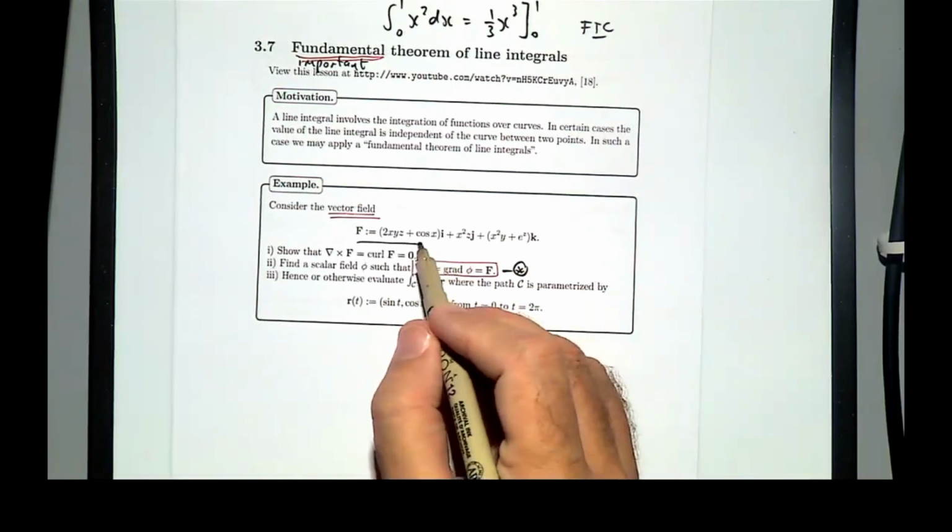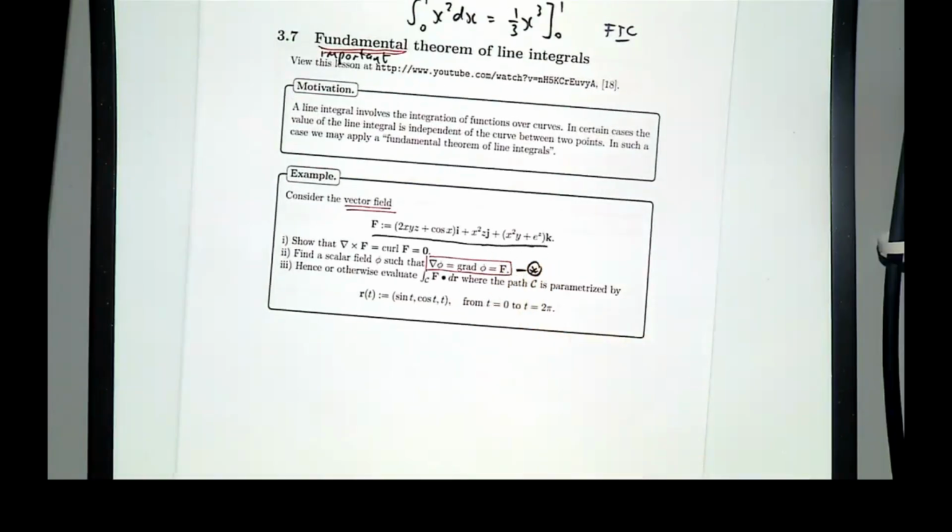You're given a vector field, find a function phi such that when you take the gradient of phi, you get the vector field that you started with. Let me say that again because that's a lot of information. You're given a vector field f. Can you find a function of, say, x, y, and z, phi, such that when you take the gradient of that phi, you get the original vector field?